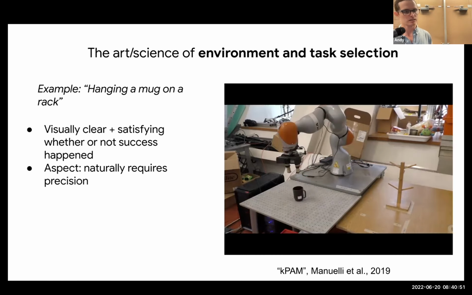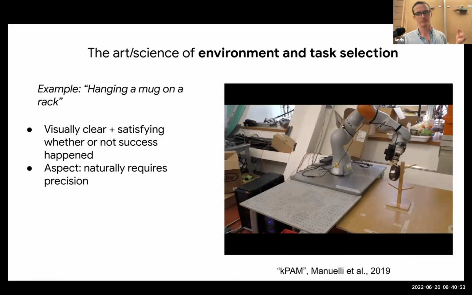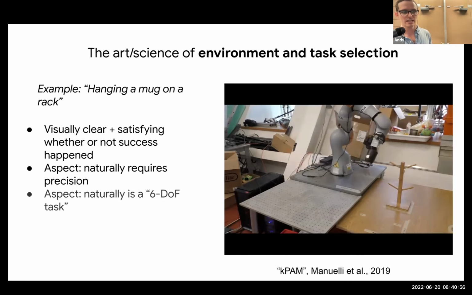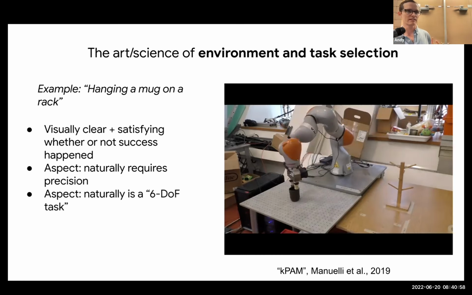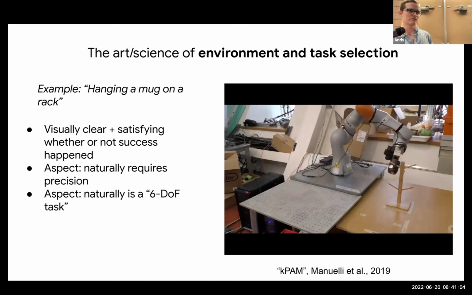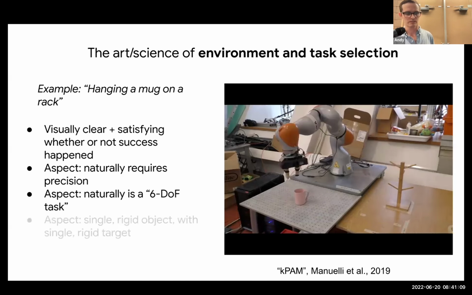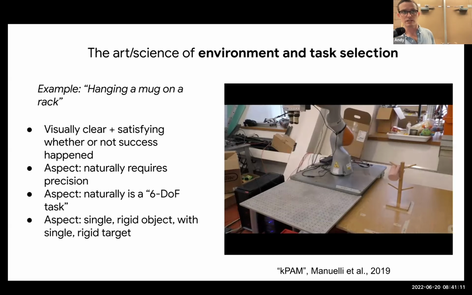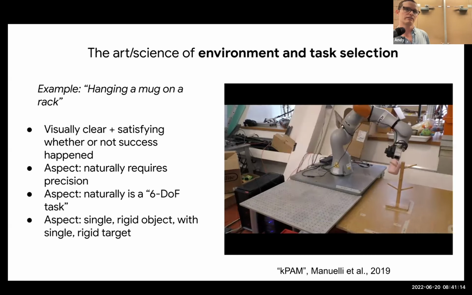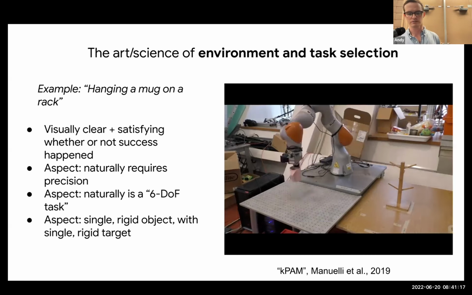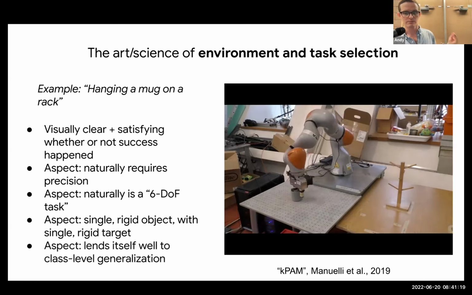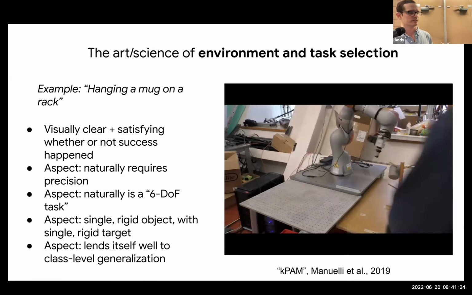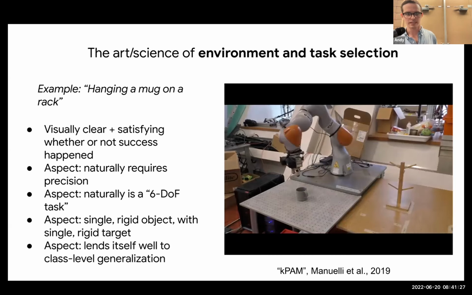This next one is particular to this task. It might be something that you care about. This task requires precision to get the actual handle of the mug onto the rack. It's naturally a very 6-DoF task. Actually, a lot of tasks can be translation only, or maybe just top down. This one is very full 6 degree of freedom in its nature, so that's nice if you care about that. It is a single rigid object with a single rigid target, just to call that out. Maybe you care about deformable objects or liquids or other things like that. And another nice thing about this one is it lends itself very well to class level generalization, which, if you're interested in studying that type of topic, is a good setup for that.